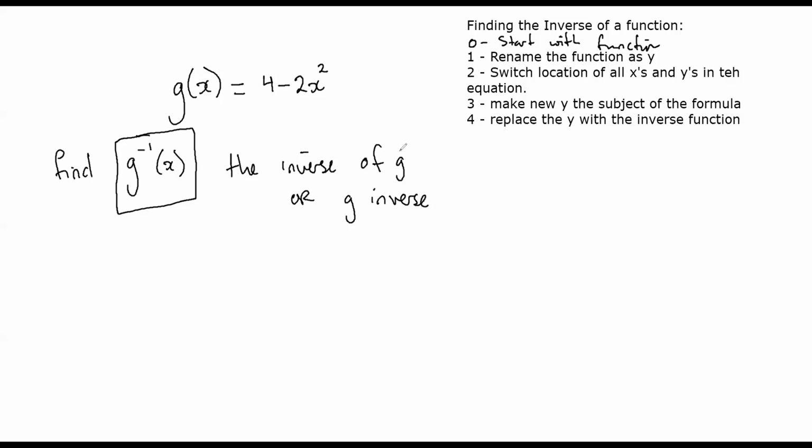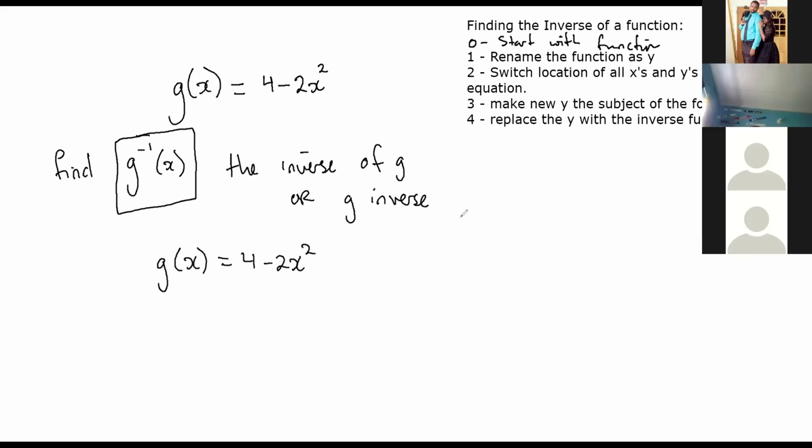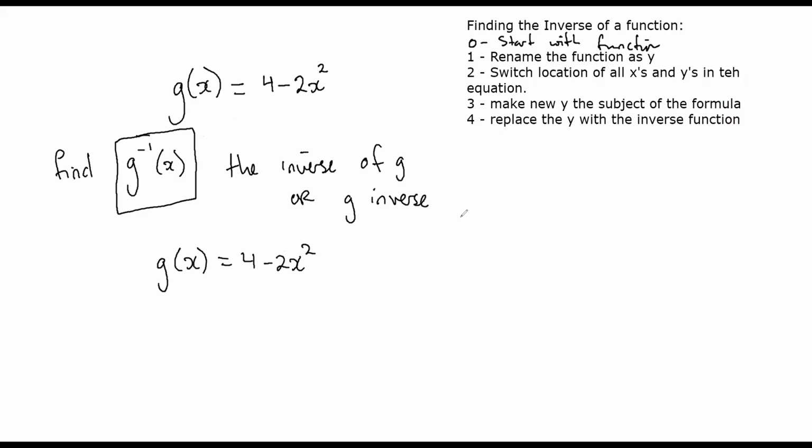So to find the inverse of a function, let's start with the function. What's the function we're trying to find the inverse of? We're trying to find the inverse of this function here, 4 minus 2x squared. Everybody good with me so far? Start with the function. Next thing, we are going to rename.